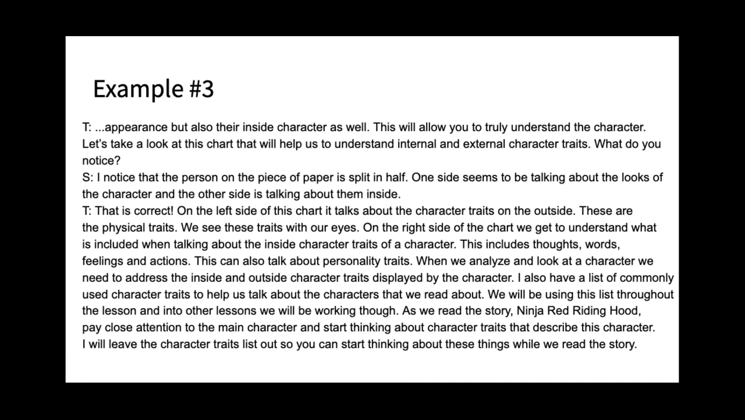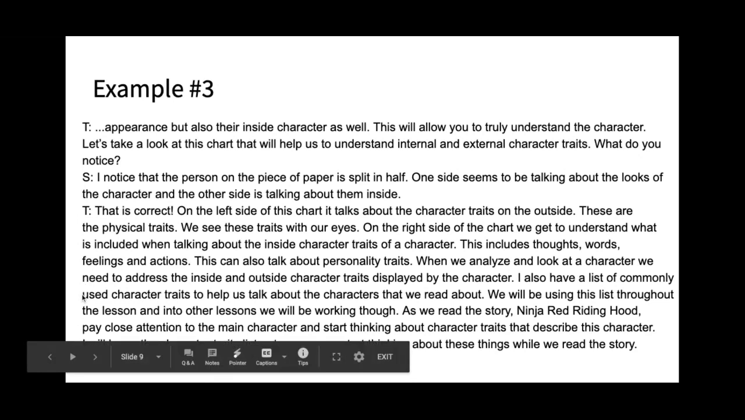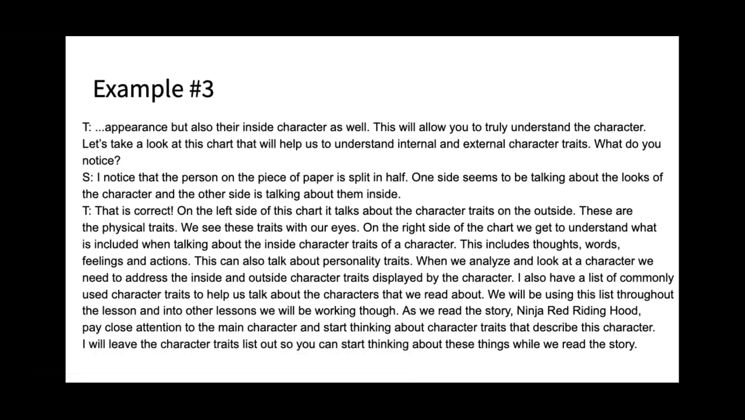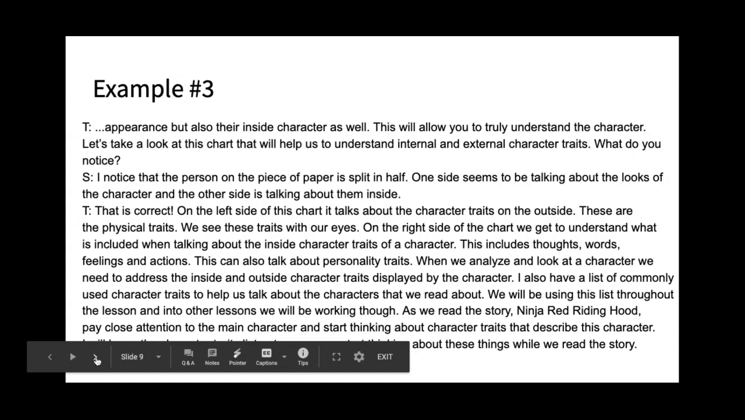And the candidate says, I also have a list of commonly used character traits to help us talk about the characters that we're reading about. And goes on to say that they're going to read the story Ninja Red Riding Hood and gives the student a task of thinking about the character traits of the character in the story.